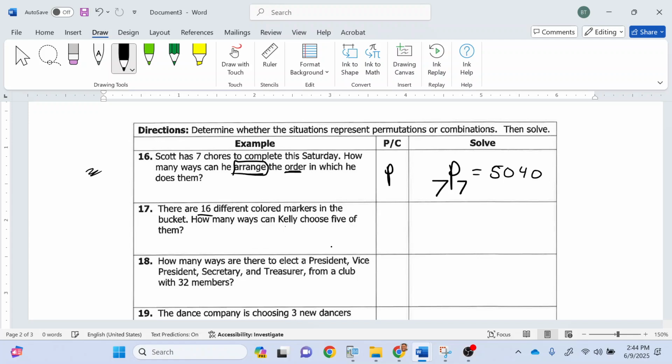There are 16 different color markers in the bucket. How many ways can Kelly choose 5 of them? So I'm choosing 5 of them. There's no indication in the wording that I care what order I pick them. I'm just going to pick up 5 crayons. So in this case, it's a C for I don't care or chaotic. Which number do I put in first? I put in the total options I have, 16, C, and then the choices I'm making, 5. The biggest number has to go first always.